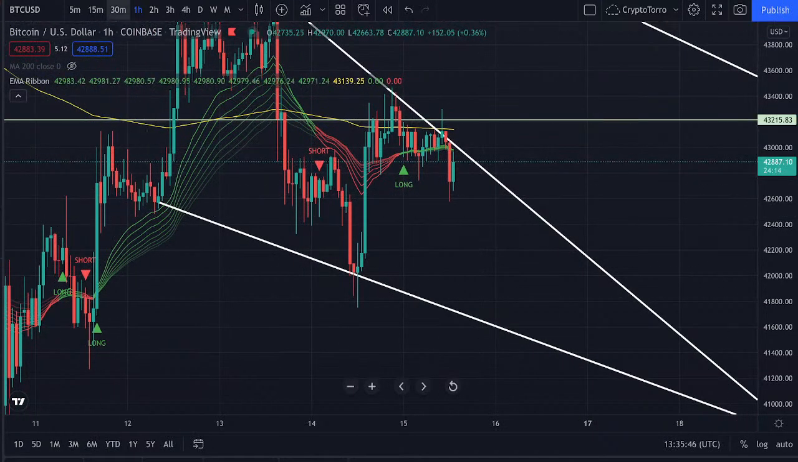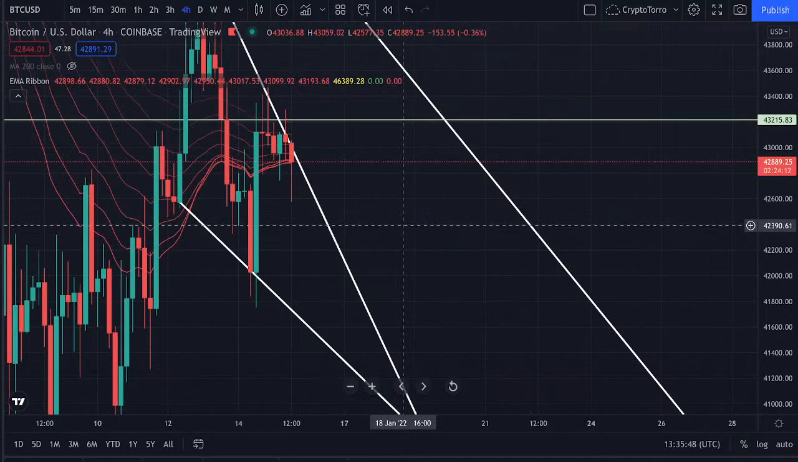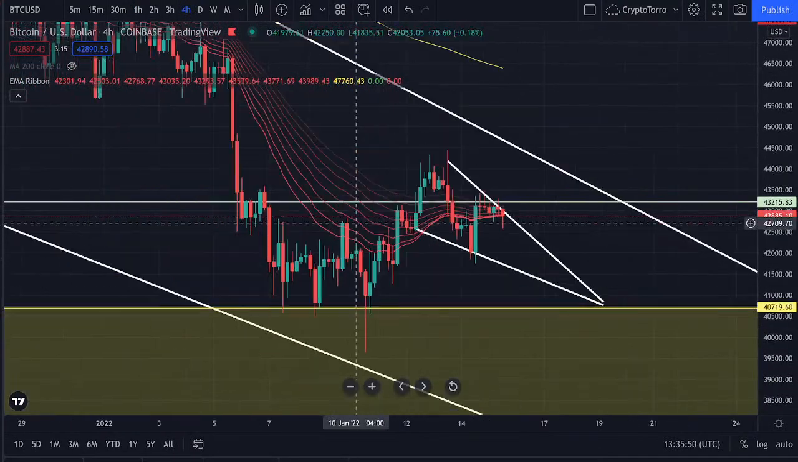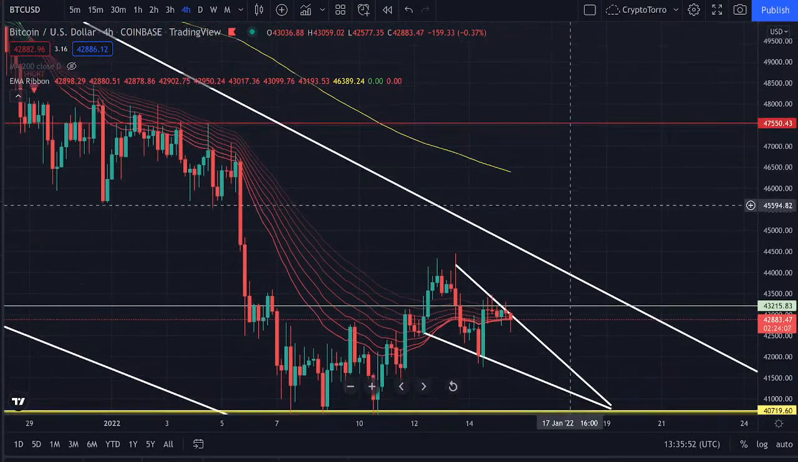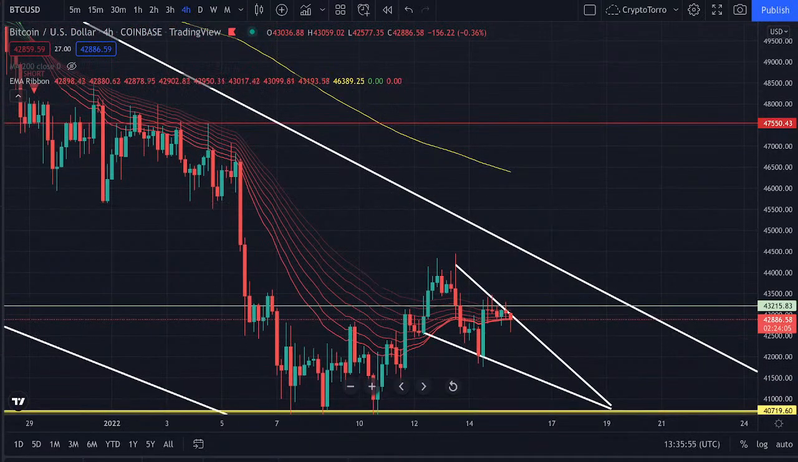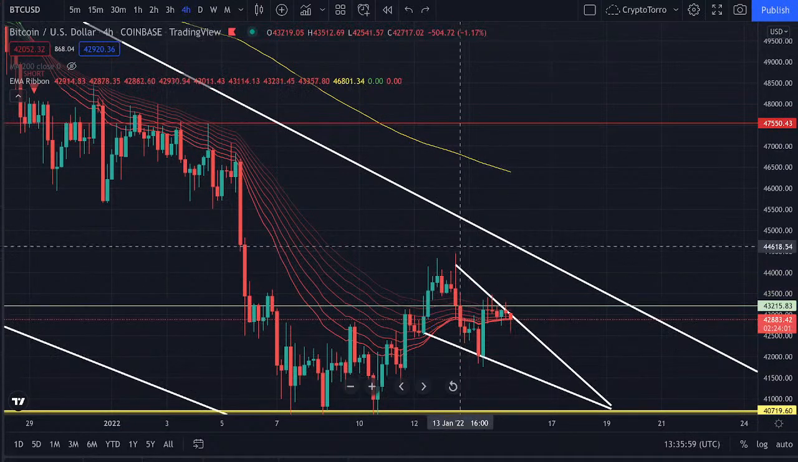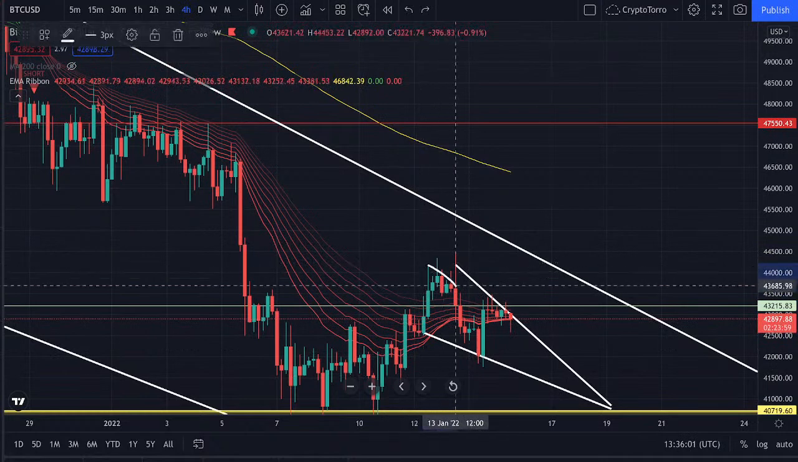But let's actually look as well at the 4 hourly time frame. Well, on the 4 hourly time frame, if we zoom out a bit further, what you can clearly see is that we are actually as well seeing resistance underneath the EMA ribbon. The EMA ribbon is serving as a major level of resistance. We did break out above it. Unfortunately, we saw a correction.